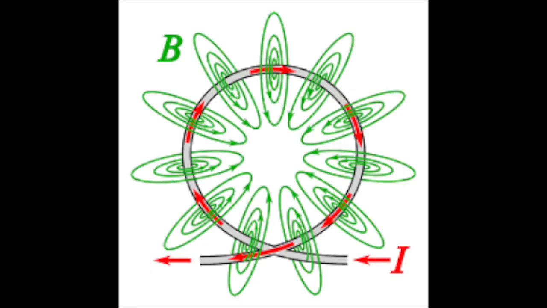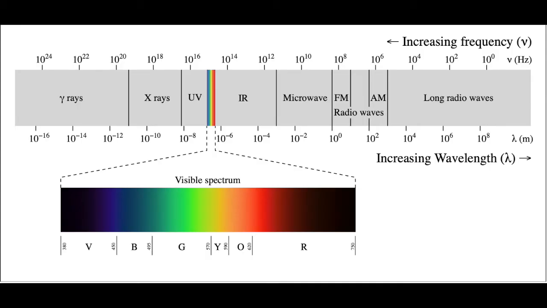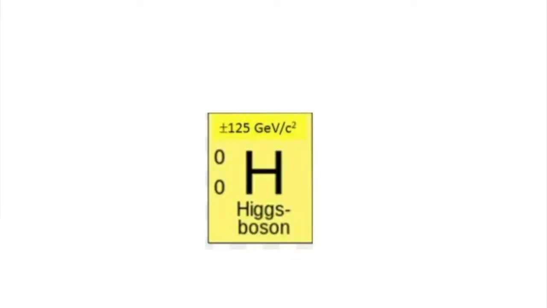Next up we have the photon. It is responsible for electromagnetism and light, because as you may recall, light is made up of electromagnetic waves. The last boson is a scalar boson, called the Higgs boson, and it plays a big role in how our universe functions. The Higgs boson gives all fundamental particles their mass.